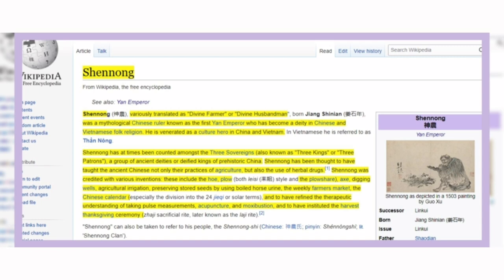Shennong has been thought to have taught the ancient Chinese not only their practice of agriculture, but also the use of herbal drugs. Shennong was credited with various inventions. These included the hoe, plow, the plowshare, axe, digging wells, agricultural irrigation, preserving stored seeds by using boiled horse urine, the weekly farmer market, the Chinese calendar, and to have refined the therapeutic understanding of taking pulse measurements, acupuncture, and moxibustion, and to have instituted the harvest Thanksgiving ceremony.